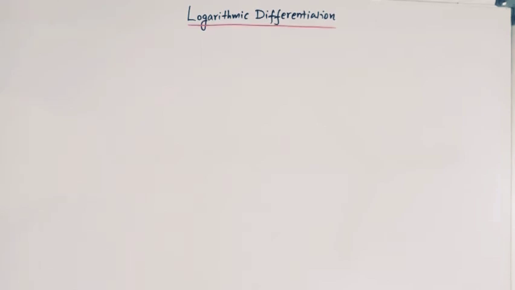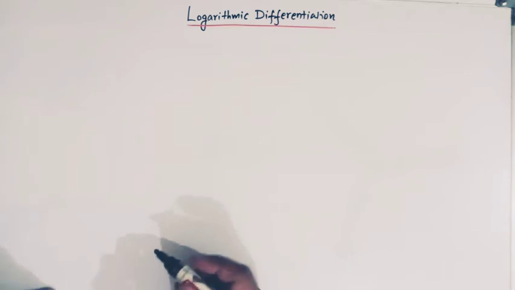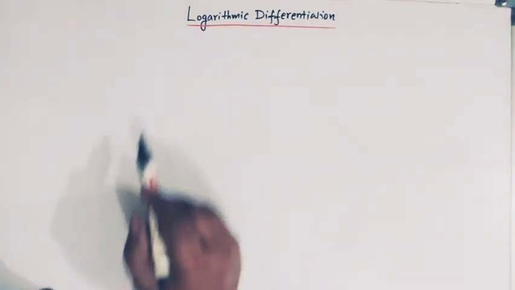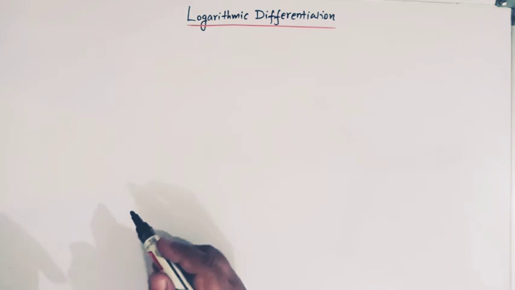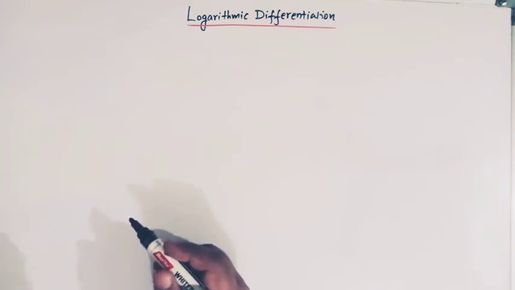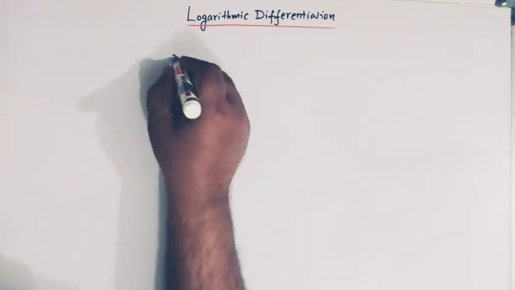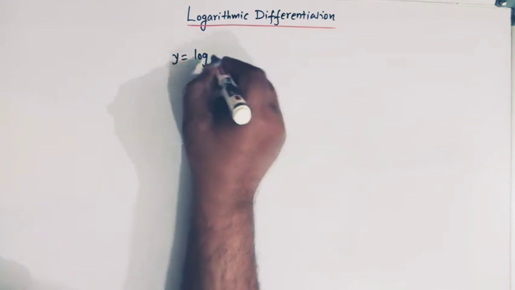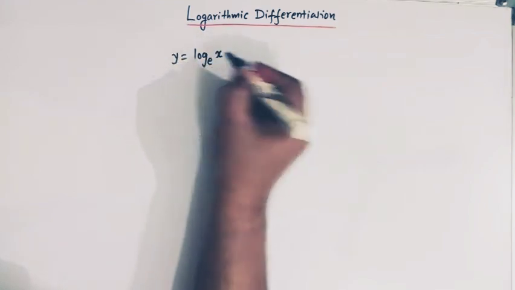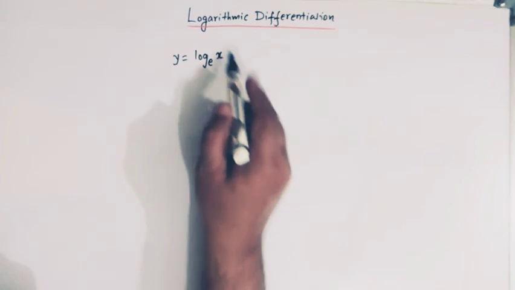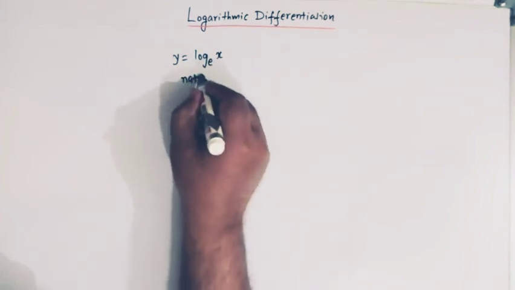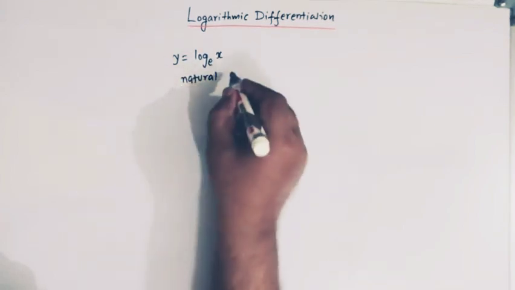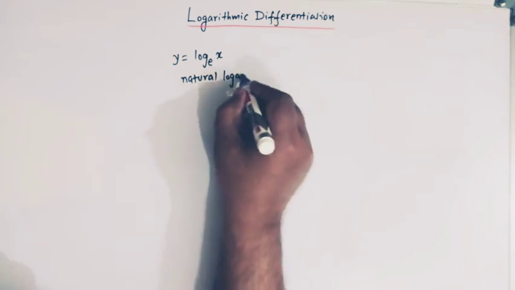Hello viewers, in today's class we are going to learn how to find the derivative of a function involving logarithms, but the base is different from e. We know that if y is equal to log x to the base e, then this is known as a natural log, called the natural logarithm.